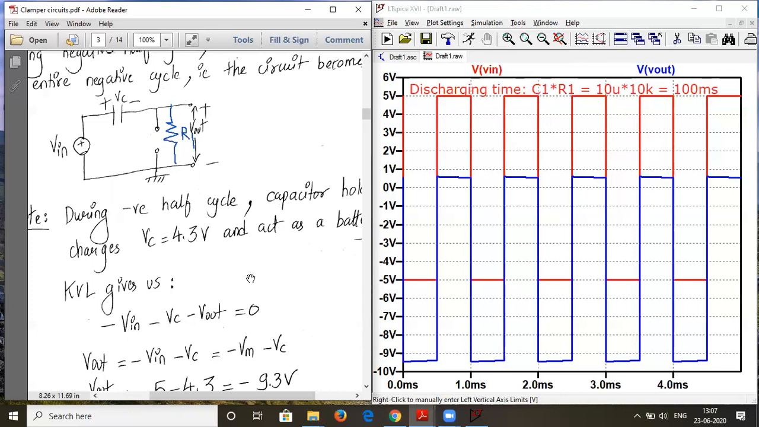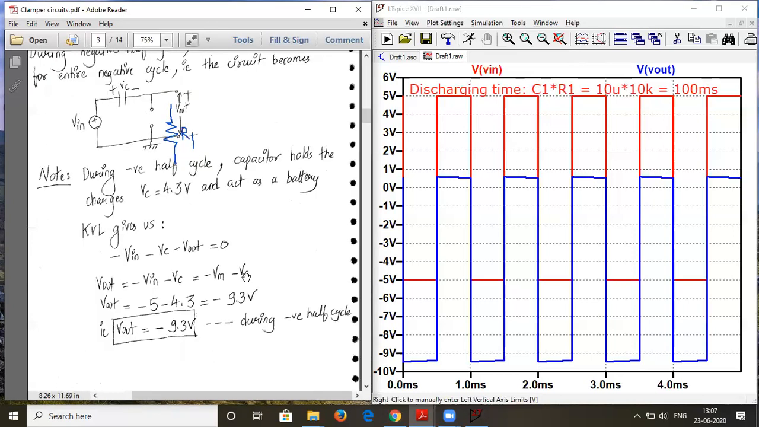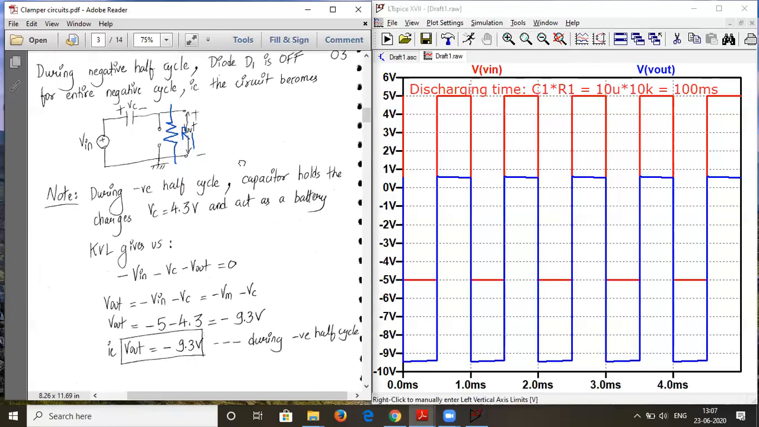So now what we will do is assume that you have this capacitor over here, and a resistor over here. During the negative half cycle, the capacitor will hold that value of 4.3 volts. When this thing is going down, the capacitor will hold that value during this cycle when it is going down.